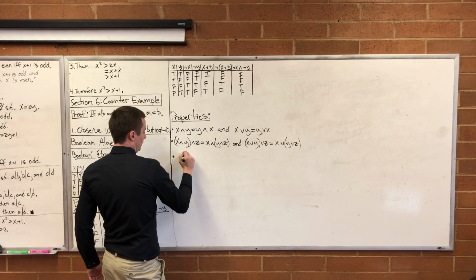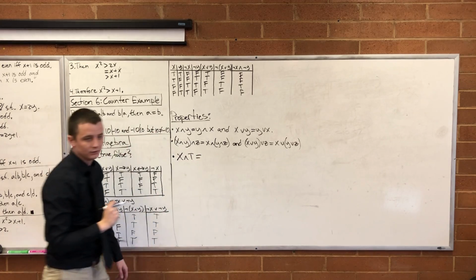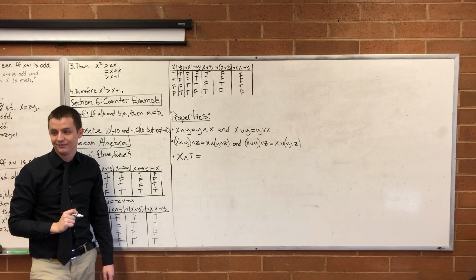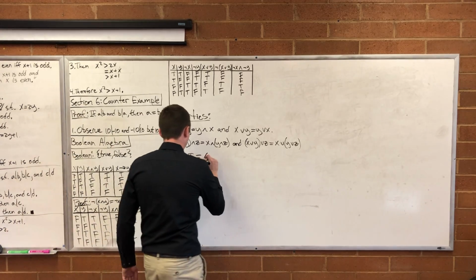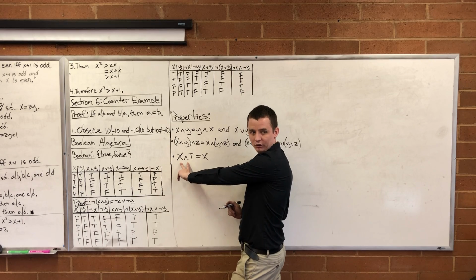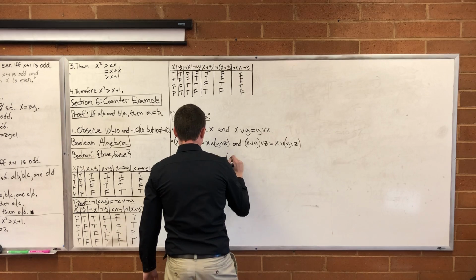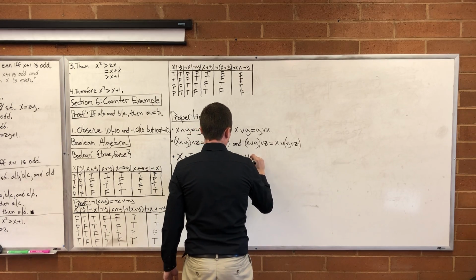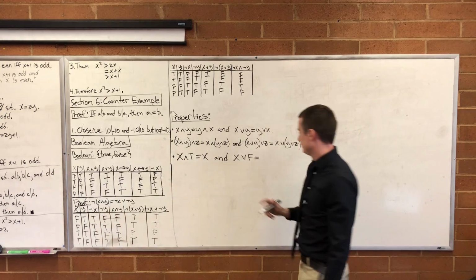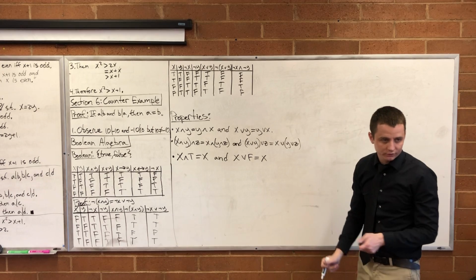Next, we have x and true is equal to what? Whatever x is. If x is true, this is true. If x is false, this is false. Make sense? Yes. And x or false is equal to x. If x is true, this is true. If x is false, this is false.